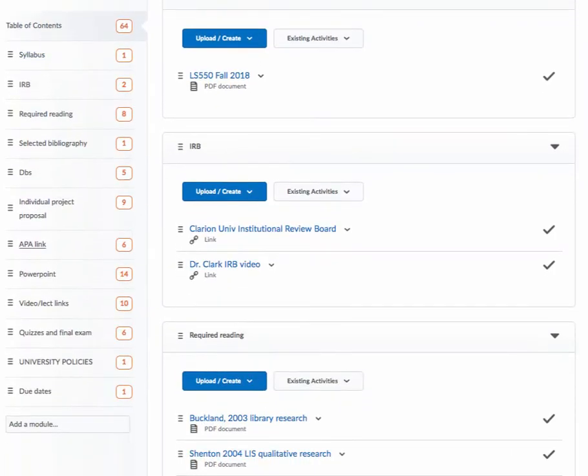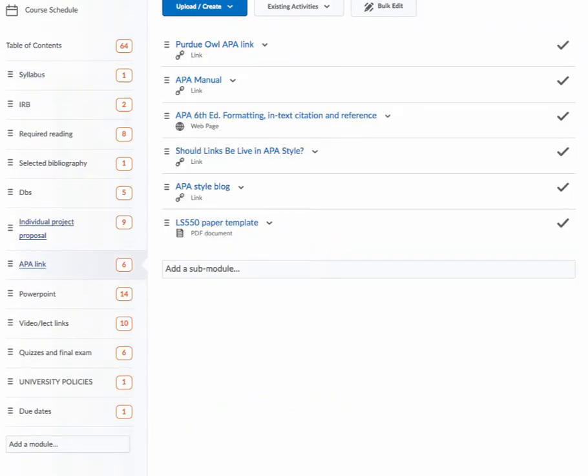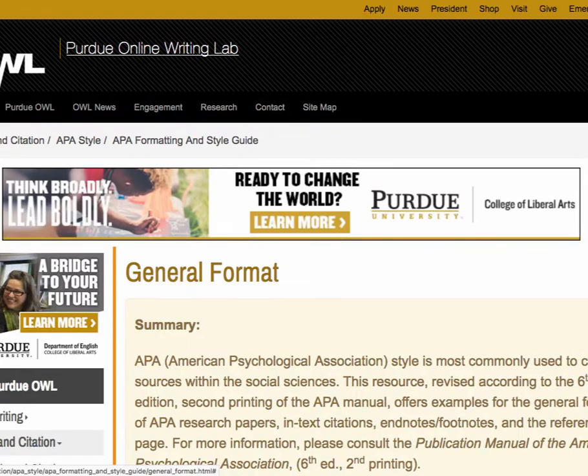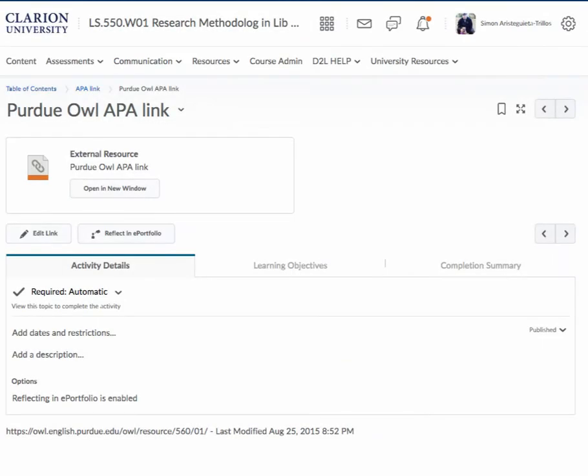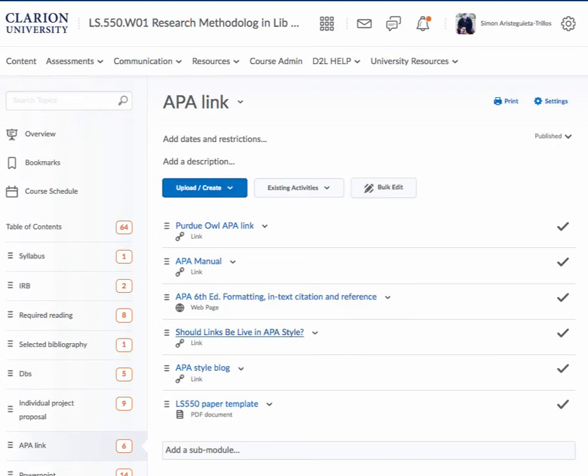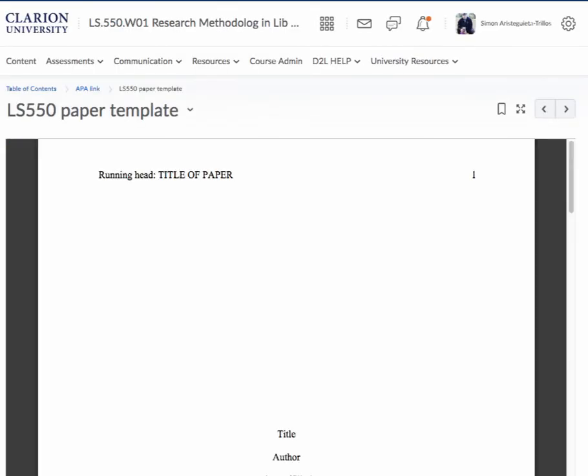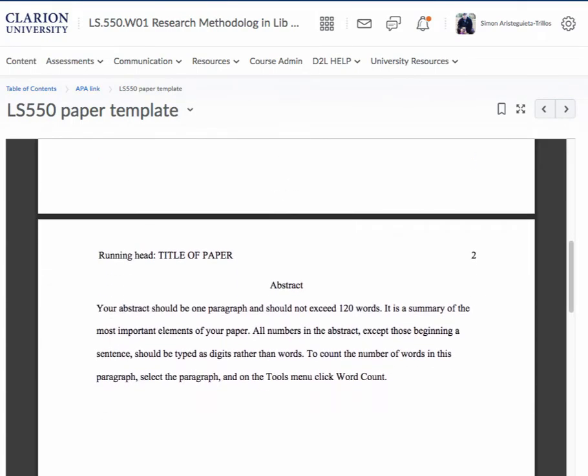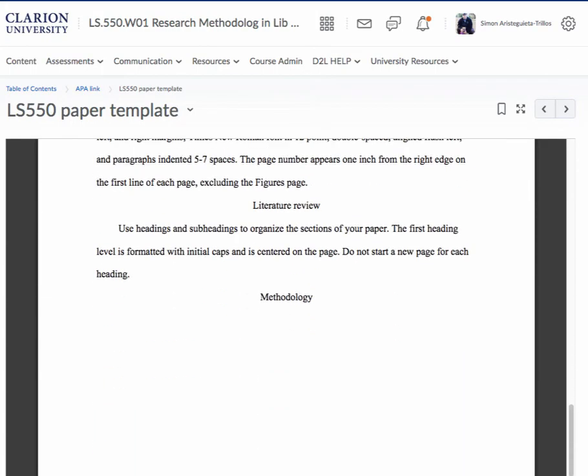I have also provided several links to APA, and these are very helpful, especially the Purdue OWL link. All you need is here. What else is here? There's also a blog for APA, and I really encourage you to read it. And I think that I put a paper template here too.